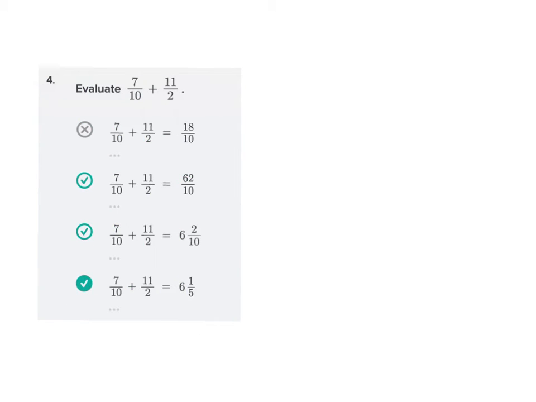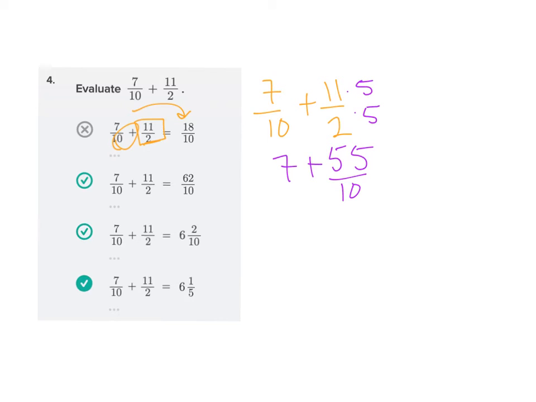Here's another example where this student, well, first they did 7 plus 11 is 18, and they kept the denominator of tenths, but wait, they never said 11/2. We never made that into an equivalent fraction. So to make that into an equivalent fraction, 7/10 plus 11/2. 11/2 to get to tenths, we need to multiply both the numerator and denominator by 5, resulting in 55/10. So now the student got 7/10 plus 55/10 is 62/10.